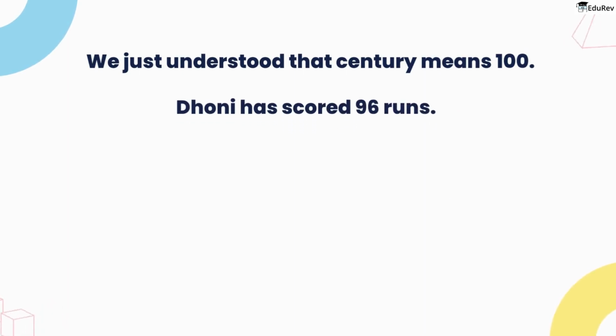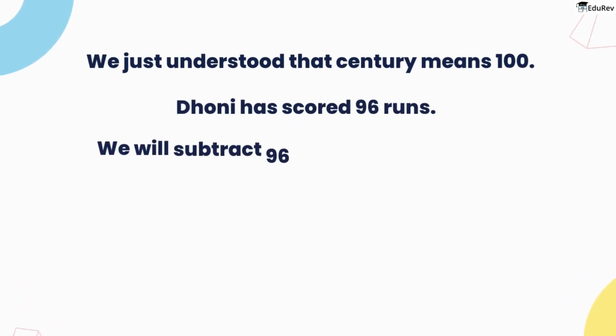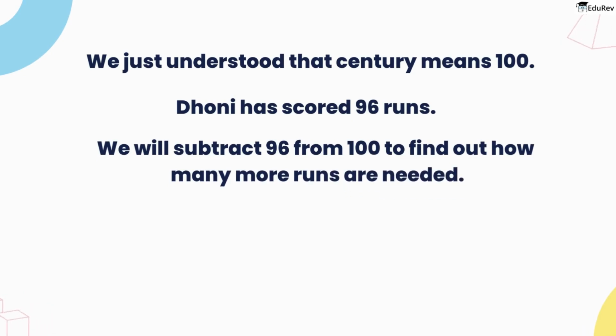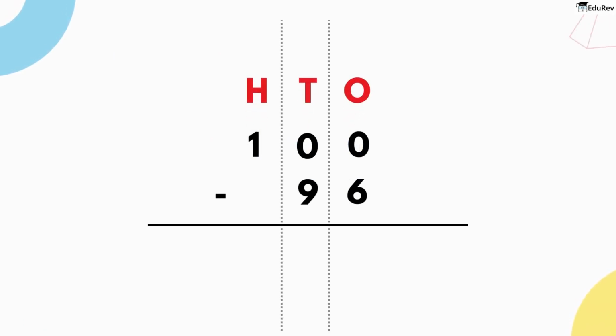Dhoni has scored 96 runs. We will subtract 96 from 100 to find out how many more runs are needed. 100 minus 96. We will write the place values first, ones, tens and hundreds, and make dotted lines to separate them. Let's start with ones place. We cannot subtract 6 from 0 as 6 is greater than 0. So we will need to borrow.